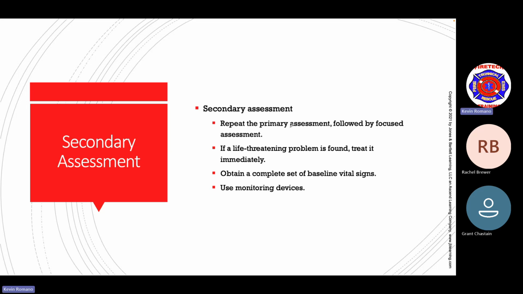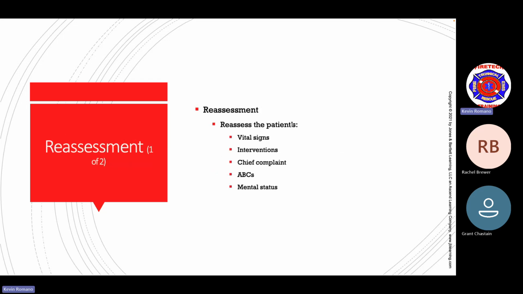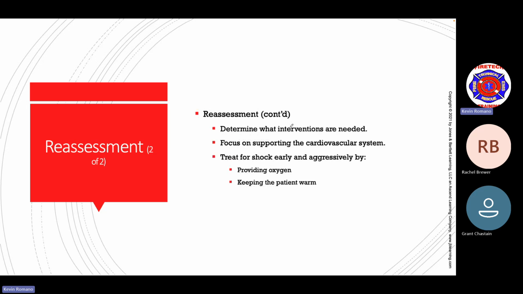Remember, it's every 5 or 15 minutes, depending on stability of the patient. Reassess the patient: vitals, interventions, chief complaints, ABCs, mental status. Determine what interventions are needed for the patient based on the assessment findings. Focus on supporting your cardiovascular system and treat for shock early and aggressively by providing oxygen and keeping the patient warm. I don't care if it's 95 degrees outside. If they are losing blood, they are getting cold.